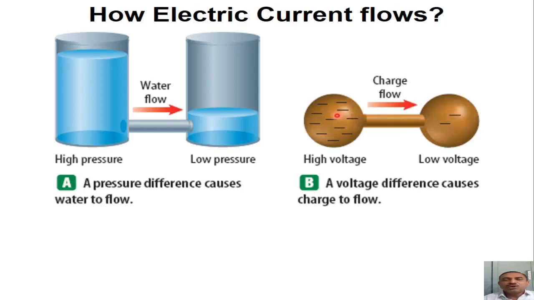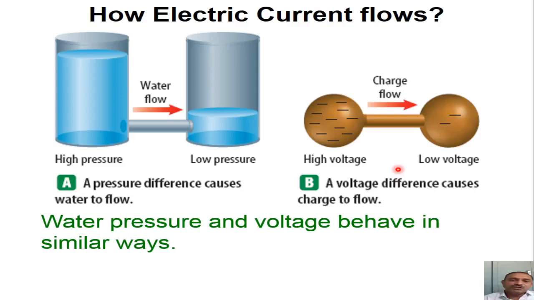When there are more number of charges on a material or a body, then it will be treated as the high voltage, and another body or the point where there are low number of charges will be treated as the low voltage. So the flow of the charges will always be from the high voltage to the low voltage, which is similar to the flow of the water from high pressure to low pressure.